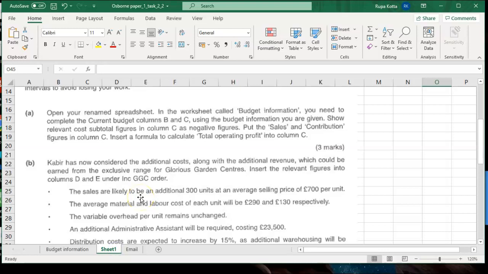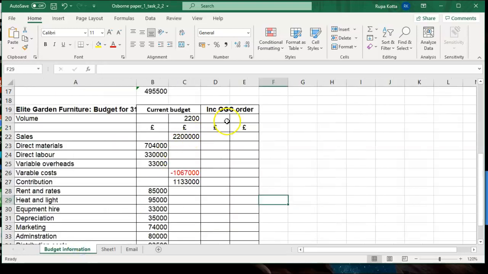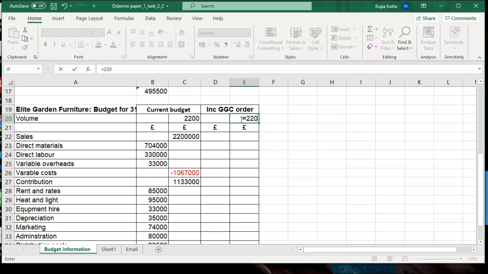Let's see what's the new information. The sales are likely to be an additional 300 units at an average selling price of 700 per unit. So sales is now going to be 300 units extra and average selling price is 700 pounds per unit. So your new sales units is 2,500, 300 units extra. So 2,200 plus 300. If you want, you can show that here individually. 2,200 plus 300.